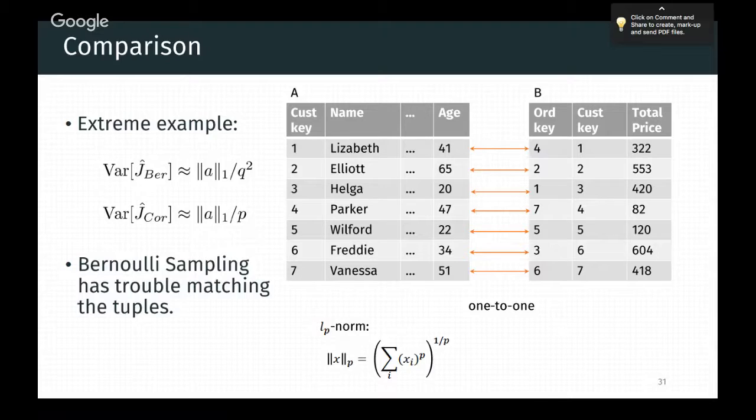So for these two methods, there is no definite comparison between them. So I will give two extreme examples to compare them. In the first example, the join between A and B is simply a 1-to-1 map, an extreme case. Then in this case, Bernoulli sampling, because it independently samples every tuple with a small probability, does not care about the relation. Then it has trouble matching the tuples. Although it samples a lot, in the join result there may be only a few tuples. So Bernoulli sampling in this case has larger variance than correlated sampling.